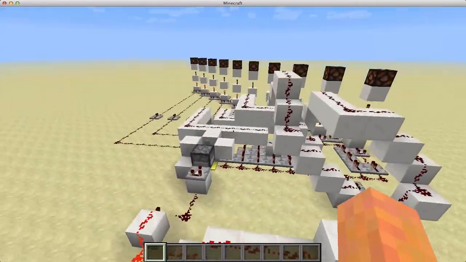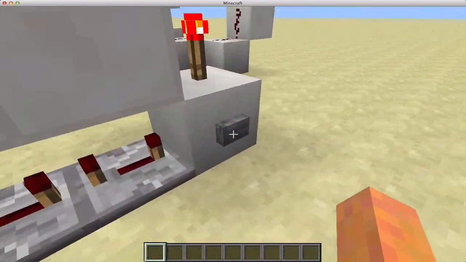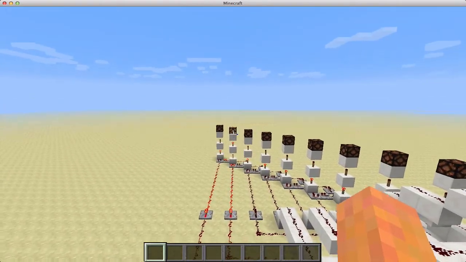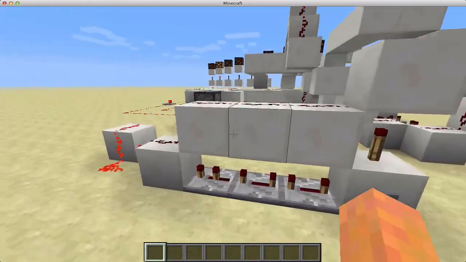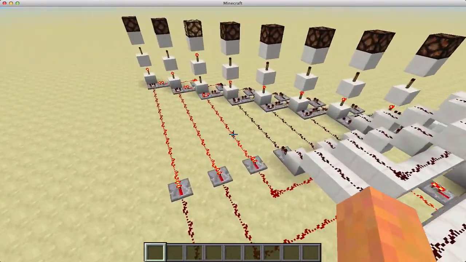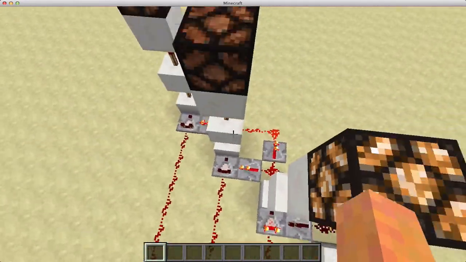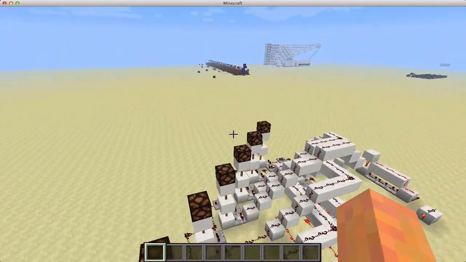So we press the button, and it lights up the first one. And we press the button again, and it shifts over to the second place. And so on and so forth throughout the entire process. And this uses comparators, basically, to determine that, hey, this is the highest signal, and that's how it works.